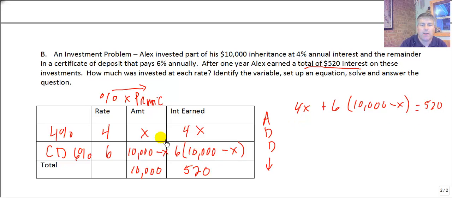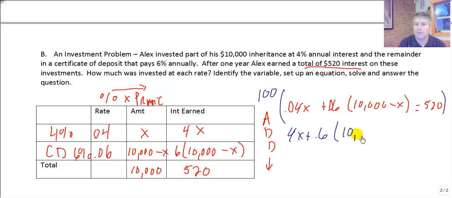And actually, I should have left this as 0.04 and 0.06. So now we're going to get rid of our decimals. Multiply everything by 100. We get 4x plus 6 times 10,000 minus x equals 52,000. That's why I had to change that, to make sure I changed my interest earned.